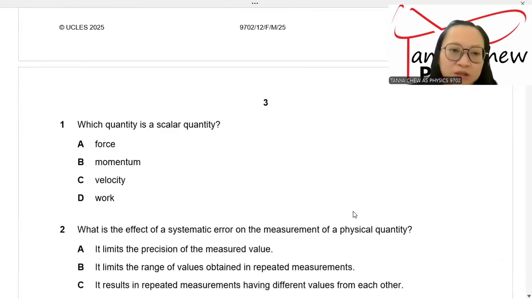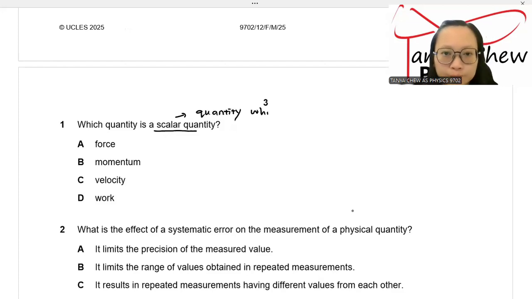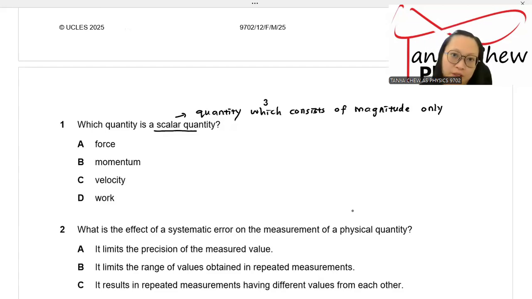Number one, which quantity is a scalar quantity? Now, first thing you need to know is the definition of scalar quantity. What is the definition of scalar quantity? Scalar quantity is a quantity which consists of magnitude only. That's the definition of scalar quantity. Just a number and a unit. That's scalar quantity.